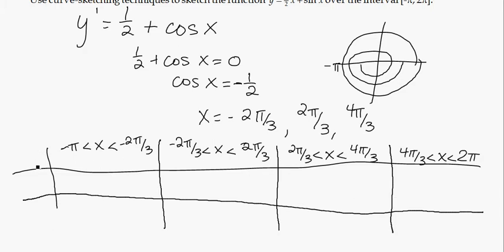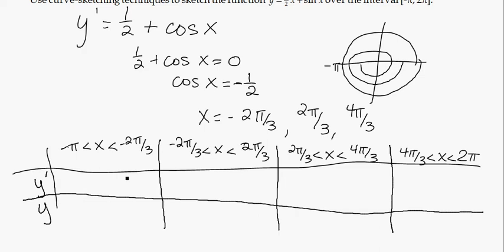Okay, so we're going to look to see what's happening at y prime. That'll tell us about y. So I want to pick a value for x in between negative pi and negative 2 pi over 3. So this is roughly negative 3.14. This is roughly negative 2.09. So maybe we want to pick a point like x equals negative 2.5.